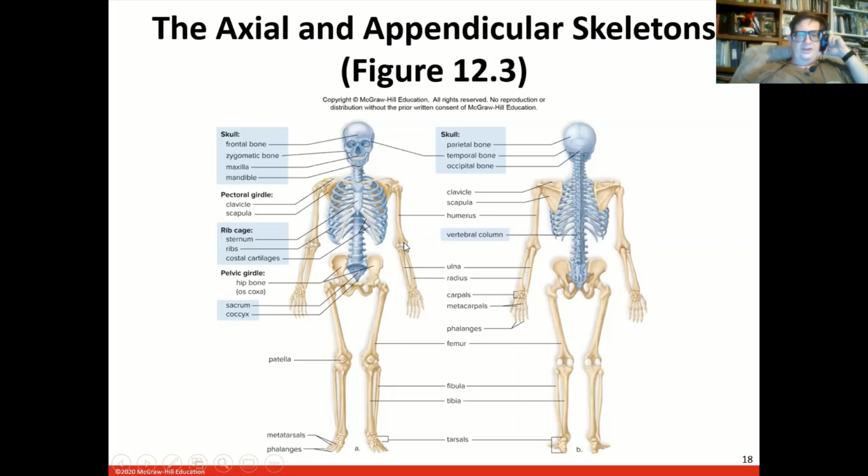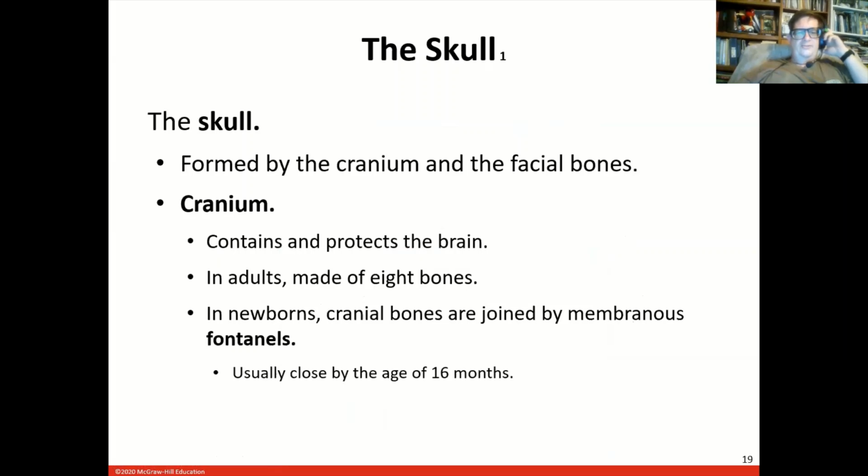Anyway, let's move on. The stuff in blue, I guess is what I should say. On figure 12.3, the stuff in blue is axial skeleton. All right, so the skull is the cranium. I'm talking about the brain case, the stuff that holds the brain, and the facial bones. Okay, so the cranium protects the brain. In adults, we're talking 8 bones.